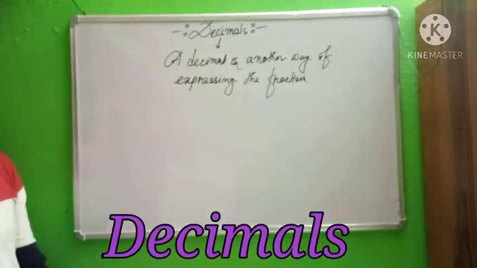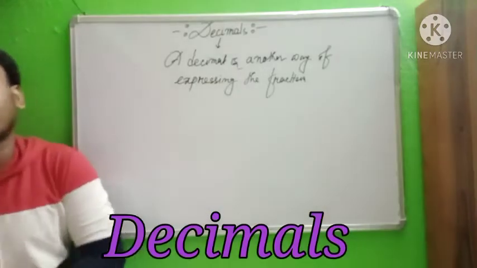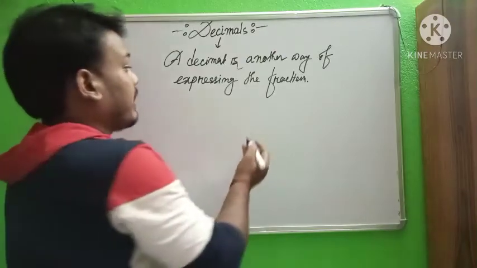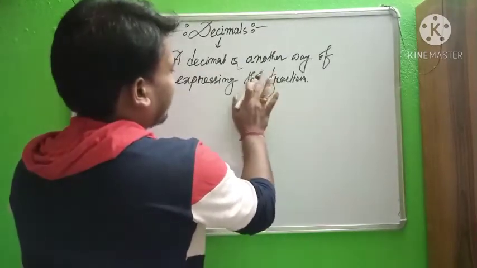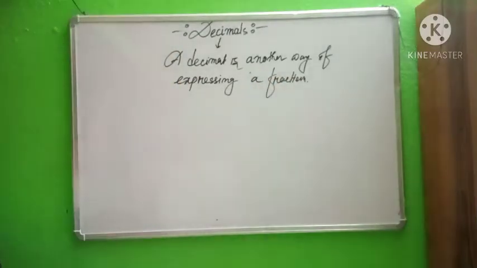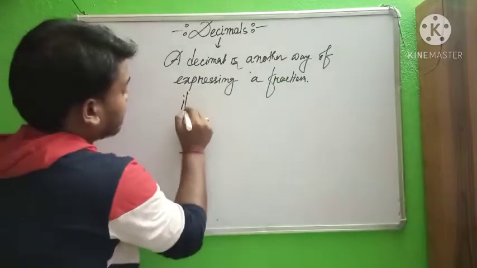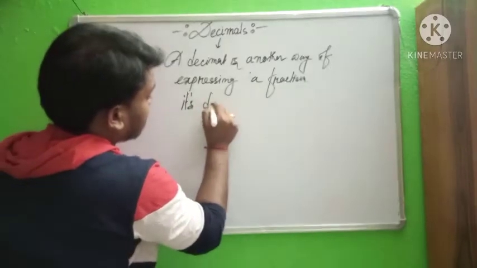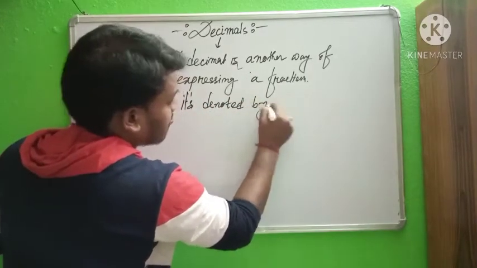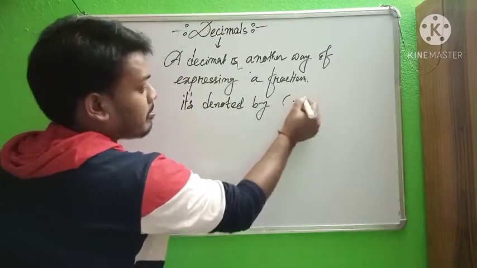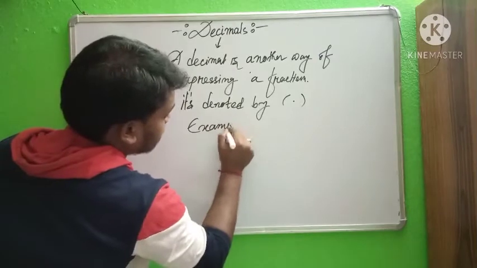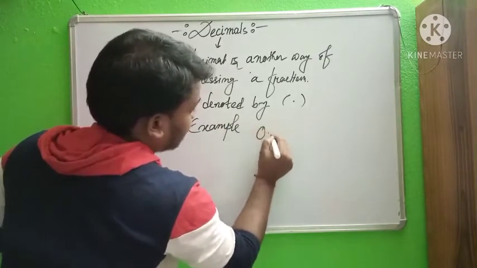A decimal is another way of expressing a fraction. It is denoted by this dot. For example, 0.5.